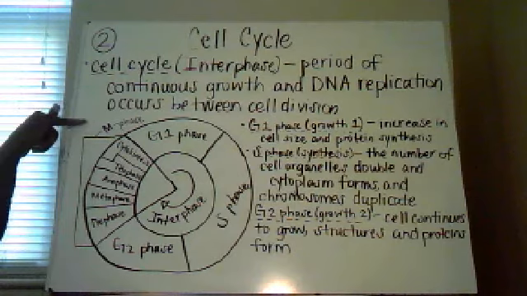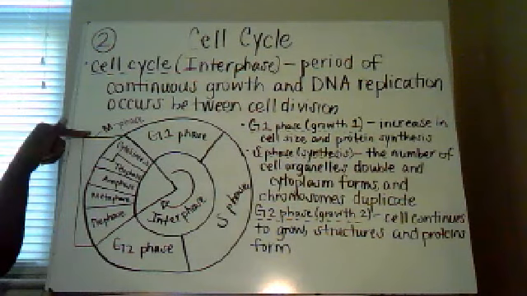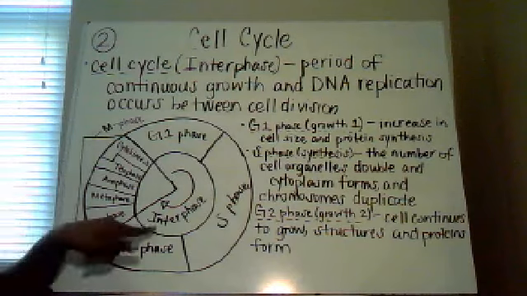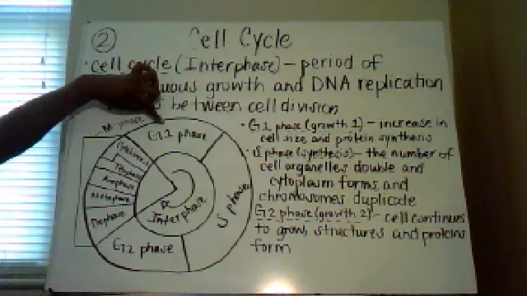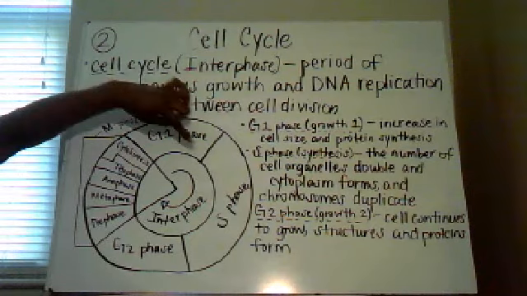But before this M phase is mitosis. Before mitosis can occur, you have to have interphase. So all of this is your interphase or cell cycle. It starts with G1 phase, then it goes to S phase, then G2 phase.